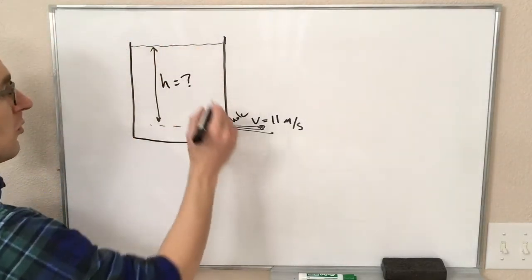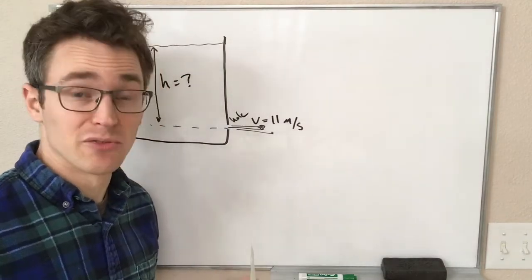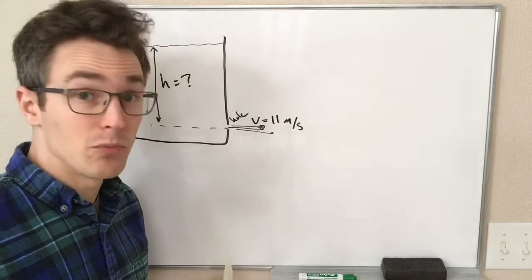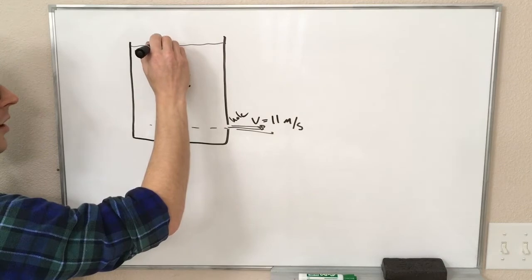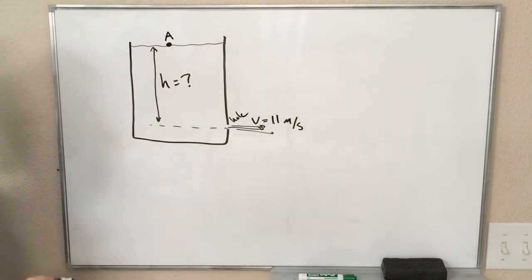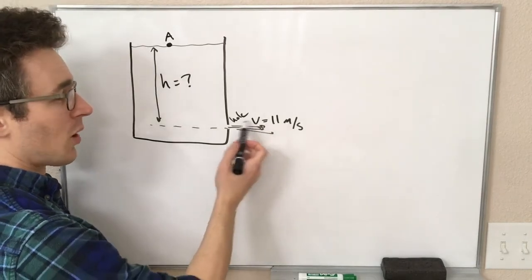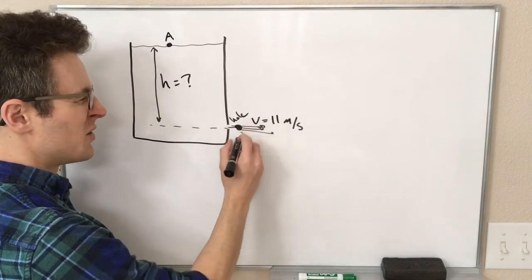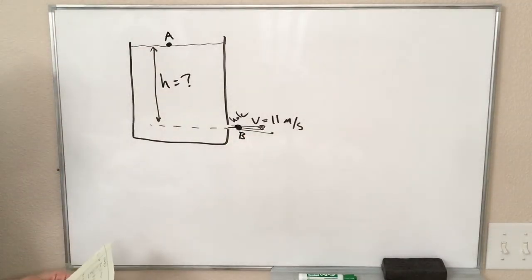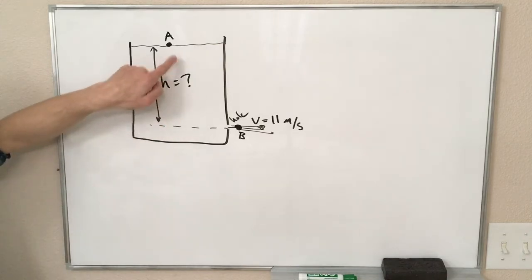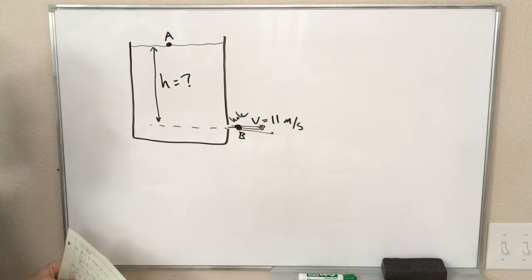Our strategy for picking these points A and B for Bernoulli's equation should be where we know the most. So we know a lot at the surface. We'll call that point A. And the other point where we know a lot is where we know this velocity, right? So where we have this 11 meters per second of velocity, we're going to call that point B. So what do we know? Well, let's start with point A.